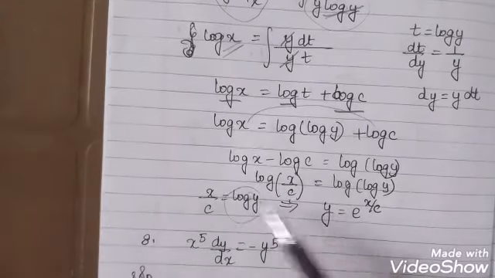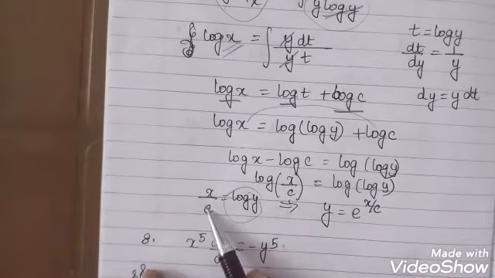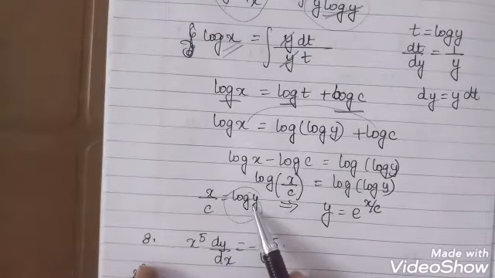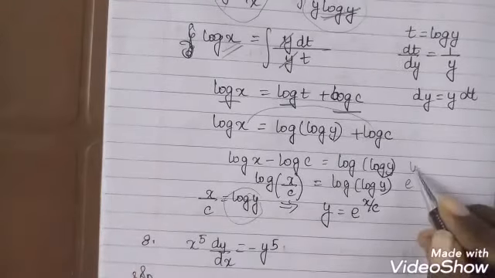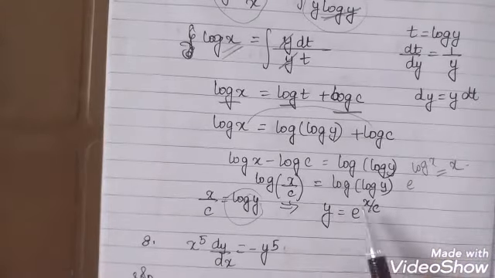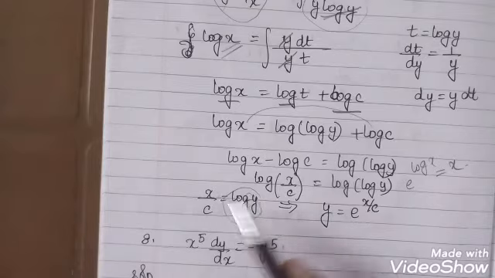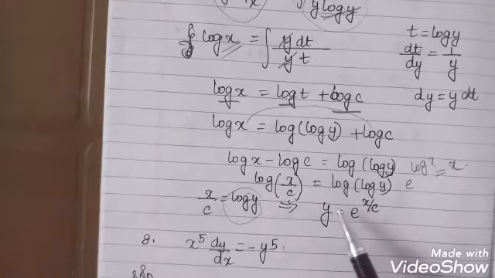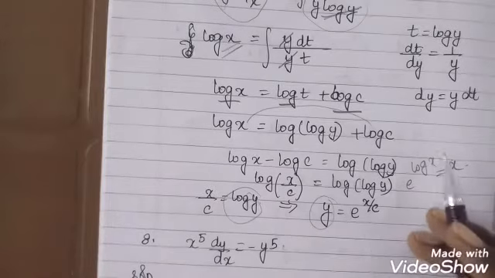So if I want to eliminate this log, you know that if I take the exponential on both sides, this can be eliminated. So what is it actually here? What is e power log y? It's nothing but equal to y. So you can write it as e power log y is equal to e power x by c. In other words, I can say y is equal to e power x by c.